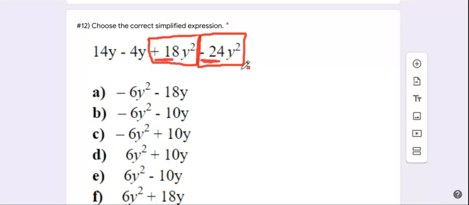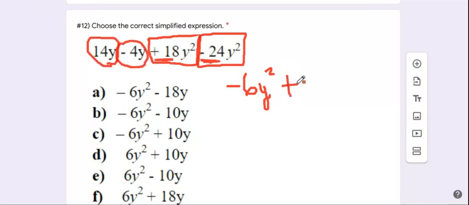So if I combine them, if I add them, I got to use my add rules. Same signs I would add and keep the sign, but these have different signs. So I'm going to subtract and keep the big guy. So if I subtract and keep the big guy, I get negative 6, and I keep the variable, keep the exponent. So negative 6y squared. Next, I'm going to add my y to the first term. So I have 14y and negative 4y, or just 14 minus 4y. That would be positive 10y. Okay, this is my simplified expression.